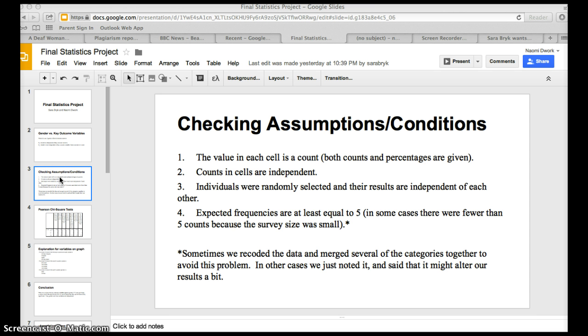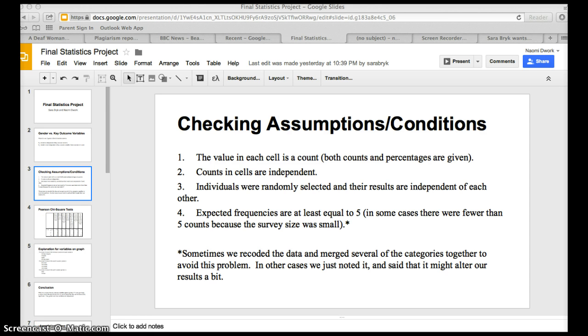So in order to do chi-square tests, we needed to check assumptions and conditions. The first was the value in each cell is a count. Both counts and percentages are given. Counts in cells are independent. Individuals were randomly selected and their results are independent of each other. And expected frequencies are at least equal to 5. In some cases, there are fewer than 5 counts because the survey size was small.